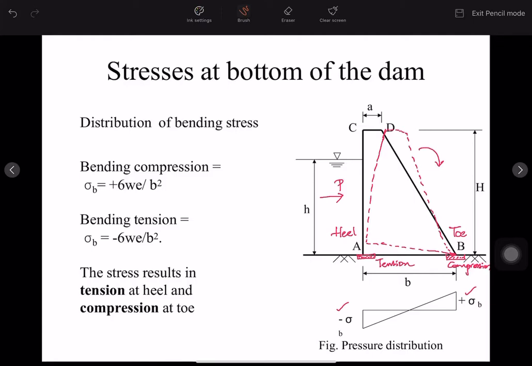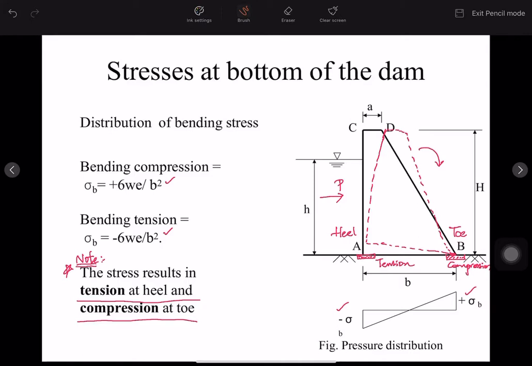So bending compression is plus 6We by b square, and bending tension is minus 6We by b square. The stress results in tension at the heel and compression at the toe. So this is what I have mentioned. This is an important point from an objective point of view for any competitive exams. This is a note.